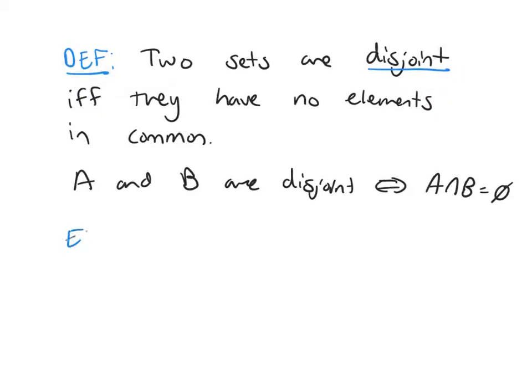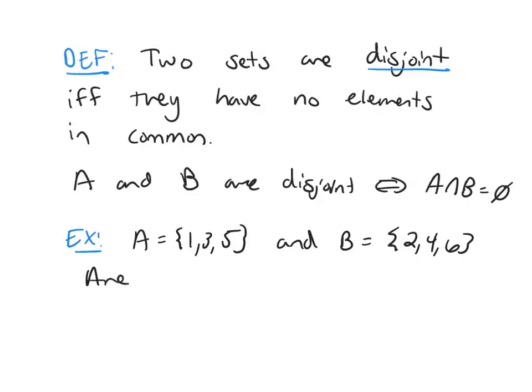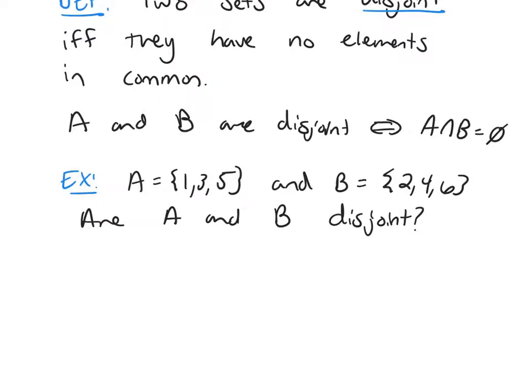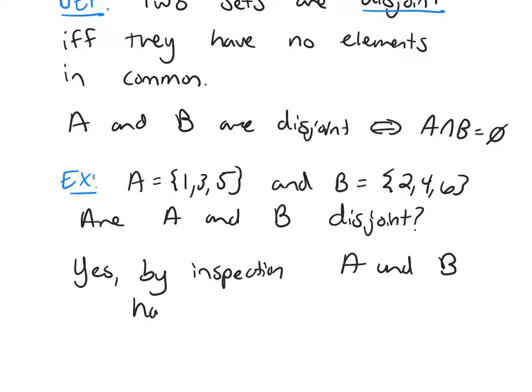Let's look at an example. Let's say A is going to be the set 1, 3, 5, and B is going to be the set 2, 4, 6, and I want to know, are A and B disjoint? Well, I can look and I can see that they have no elements in common, so my answer is yes. And really, you just inspect these. You visually see that they have nothing in common, so you would say yes by inspection. A and B have no elements in common.